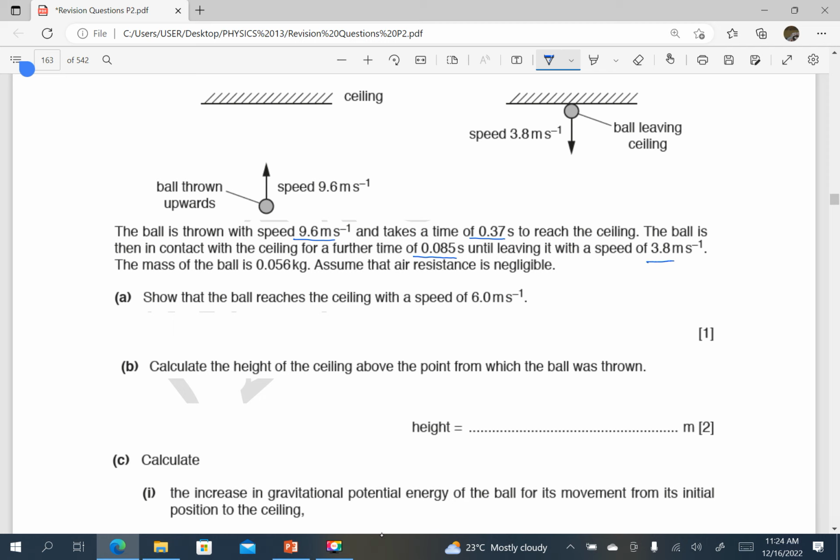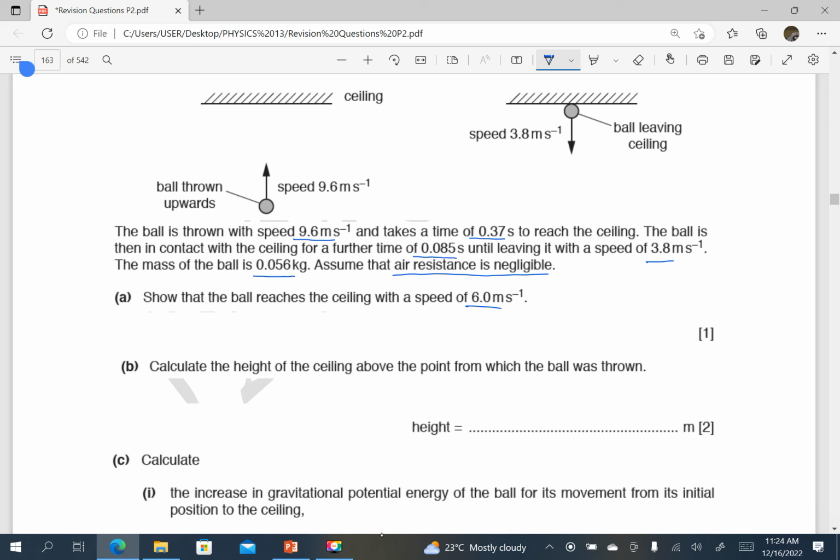of 3.8 meters per second. The mass of the ball is 0.056 kilograms. Assume air resistance is negligible. So equations of motion can apply because the acceleration will be the acceleration due to gravity. Show that the ball reaches the ceiling with a speed of 6.0 meters per second.